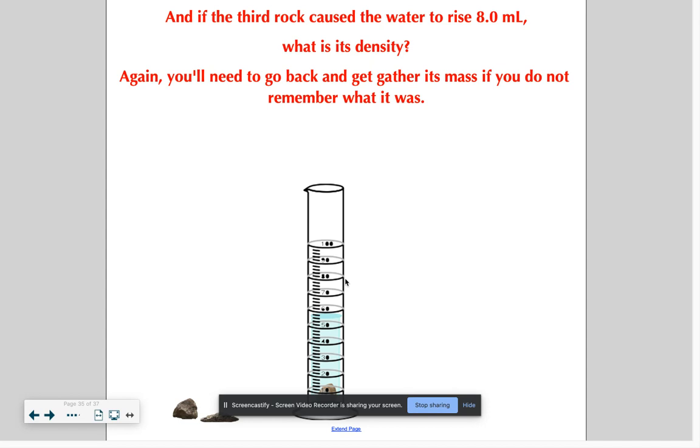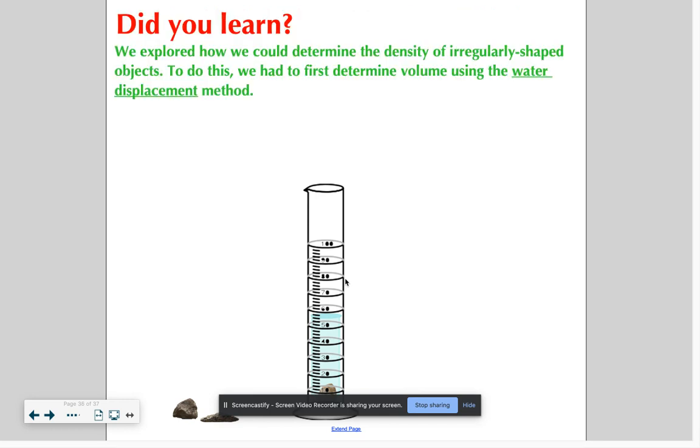And now let's not forget about the third rock. We're going to take it, we're going to put it in the water, and we're going to imagine that it makes the water rise 8 milliliters. And if that's the case, what is that rock's density? Okay. Again, you're going to need to go back. If you don't remember the mass of that third rock, just go back and find it earlier in this video.